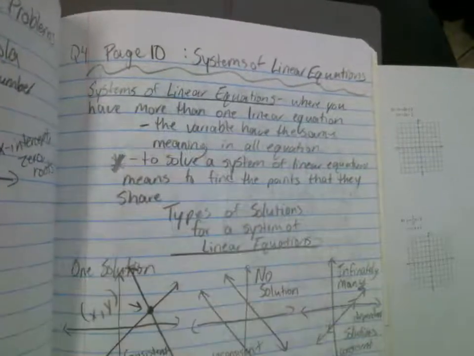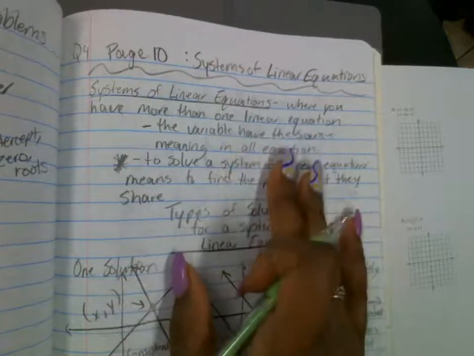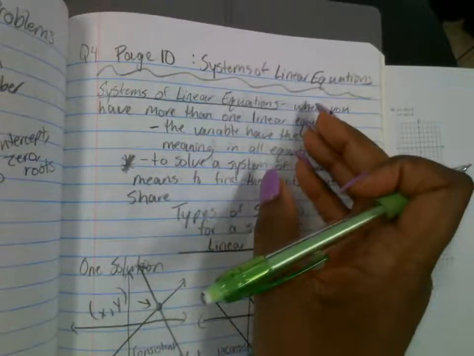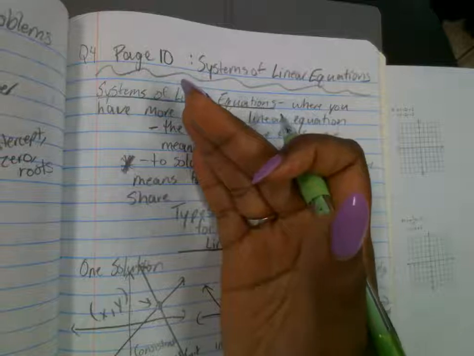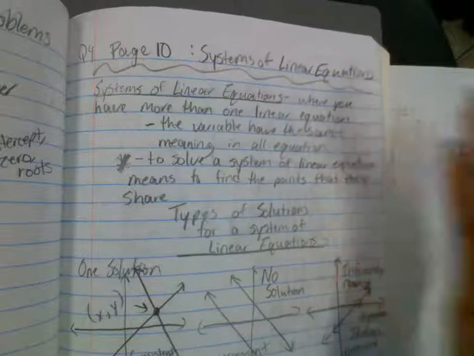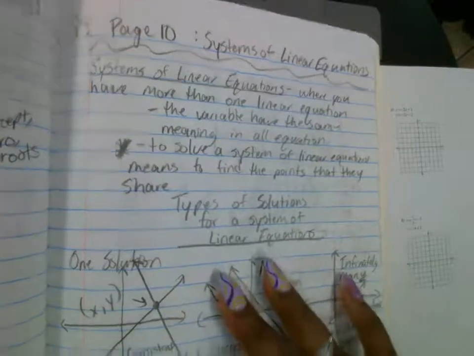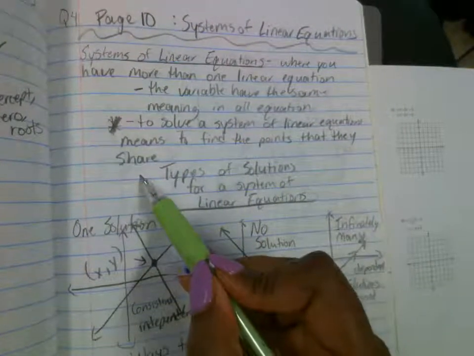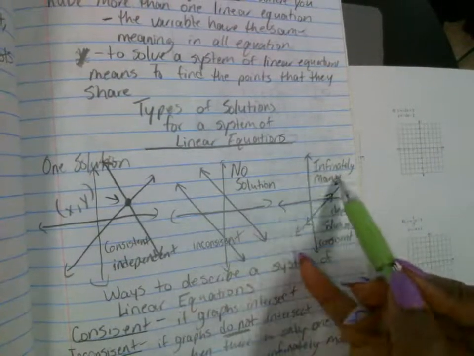This is super important. Systems is more than one. Just like a bus system is more than one bus, a school system is more than one school. So a system of linear equations is where you have more than one linear equation. In this course, we're going to do 2 equations. If you have more than 2 equations, then it's just where all 3 or all 4 of the lines cross each other. To solve a system means that you find all the points that they share.